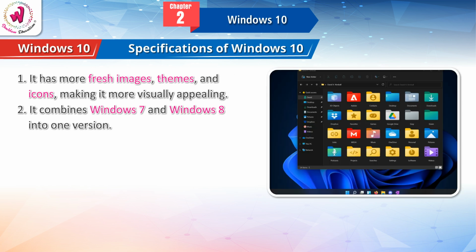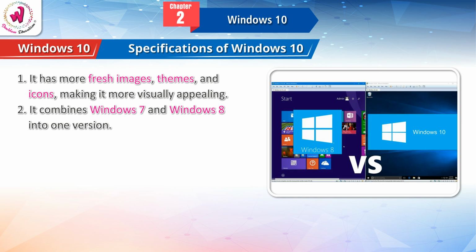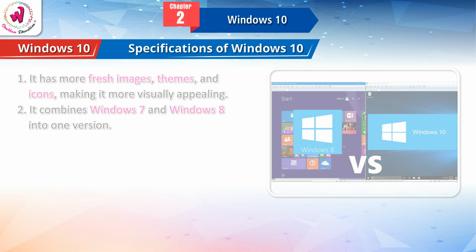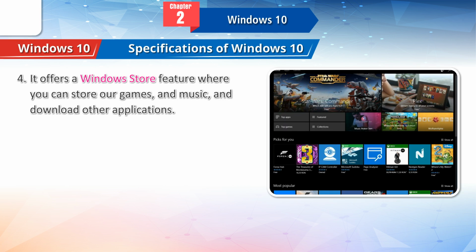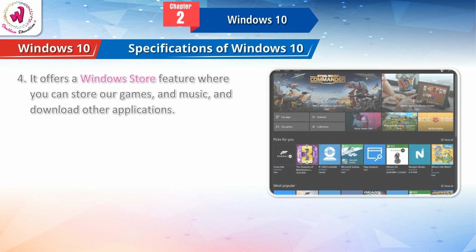1. It has more fresh images, themes, and icons, making it more visually appealing. 2. It combines Windows 7 and Windows 8 into one version. 3. It includes Cortana, a search engine that facilitates finding information both within the system and online. Voice commands are also supported. 4. It offers a Windows Store feature where you can store your games and music and download other applications.